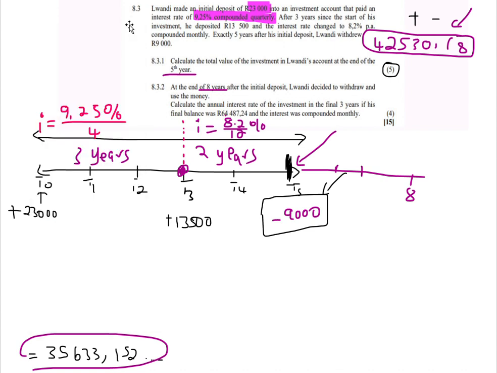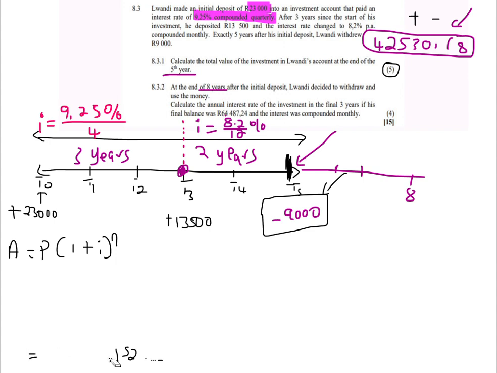Okay, so now let's see. We know that the formula says that A is equal to P multiplied by 1 plus i, everything to the power of n. So now let's see. We know that i must be divided by 12, right? So this is what I'm going to do. I'm going to try to manipulate the formula before I plug in the actual values, because that helps a lot.